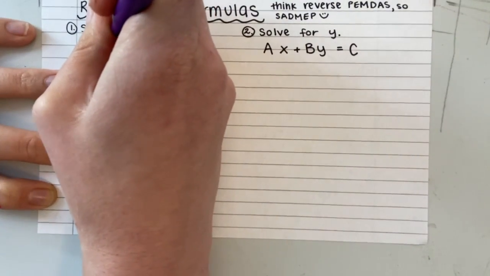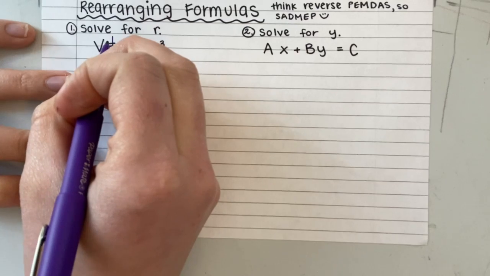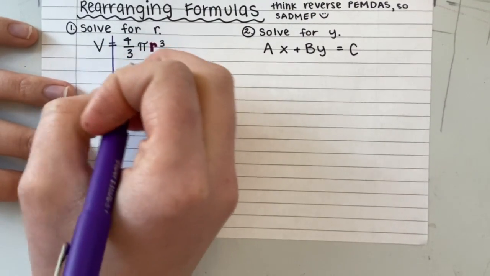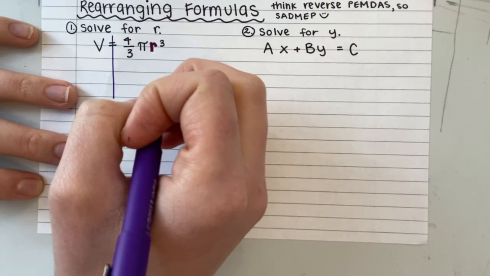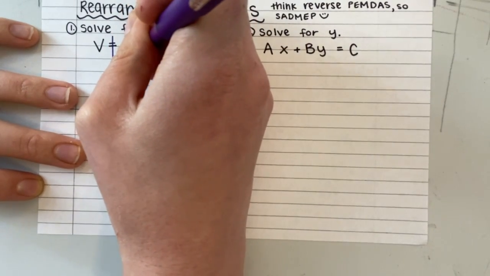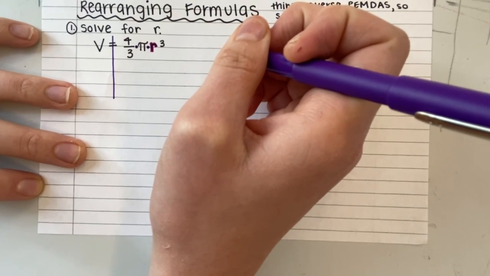I'm going to draw a line because this is still an equation. There's still an equal sign. We have to maintain equality. So whatever I do to this side, I have to also do to this side. What I'm also going to do is draw a multiplication sign everywhere where I know multiplication is happening.